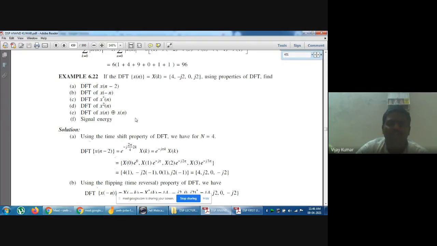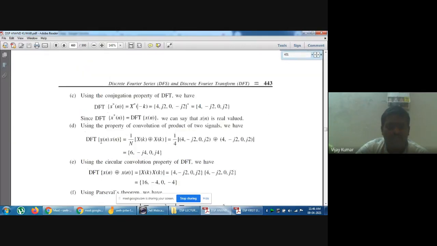So DFT of x of n into x of n is 1 by N into X of k circular convolution X of k. So you know already circular convolution. In the earlier class, we have seen a few problems on how to compute linear convolution, circular convolution, autocorrelation, cross correlation, and similarly how to compute DFT and IDFT in the previous class. That is in the lab session.